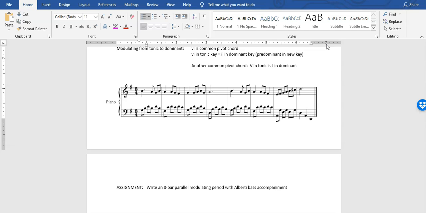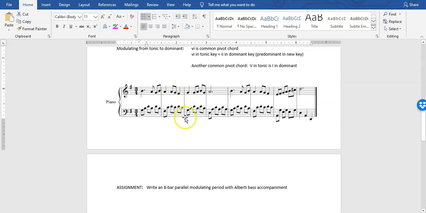So we start here in G. And repeat. Okay, and that creates the modulation to D.